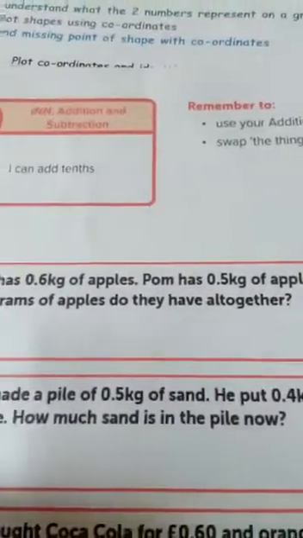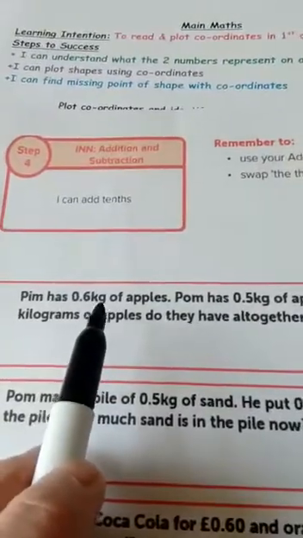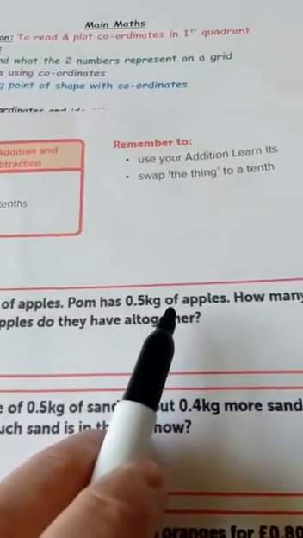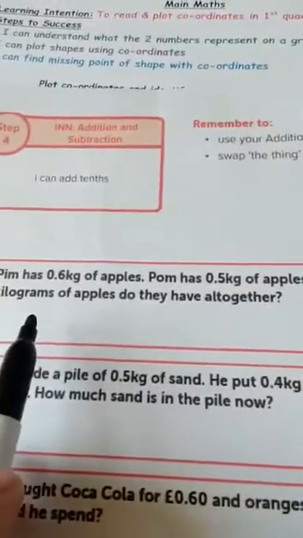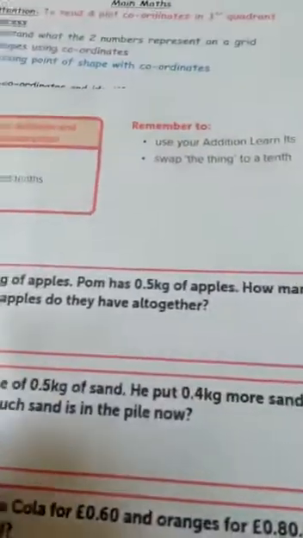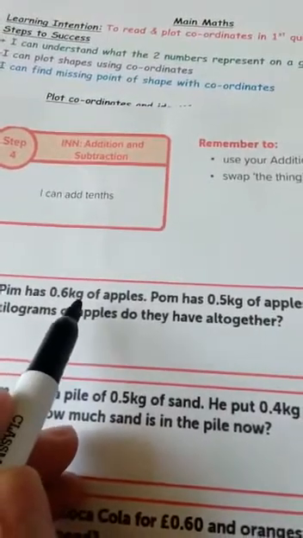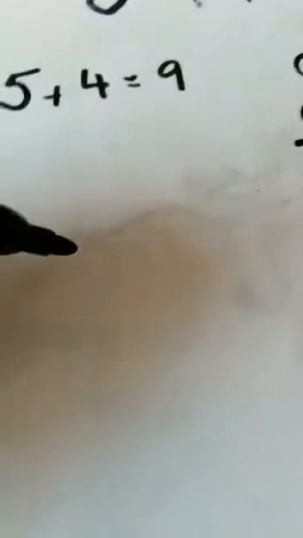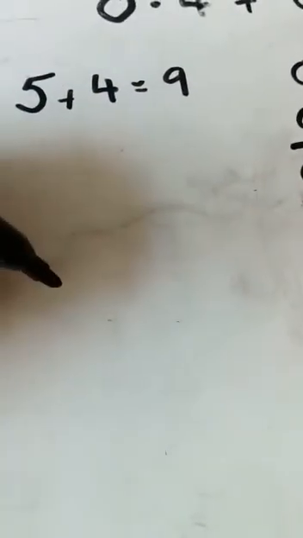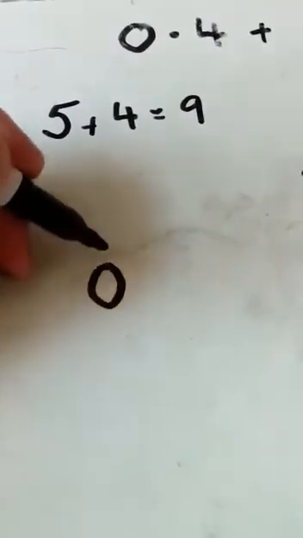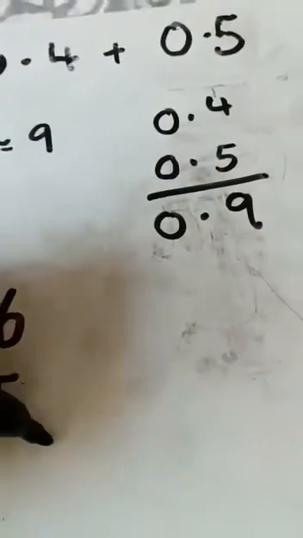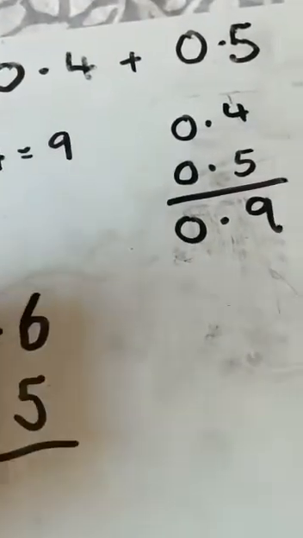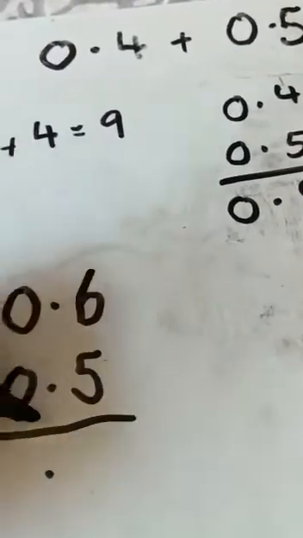So if you look at this problem here, Pim has 0.6 kilograms of apples. Pom has 0.5 kilograms of apples. How many kilograms of apples do they have altogether? If you think about it, the two sums there is 0.6 kilograms and 0.5. If you remember what 6 plus 5 is, that will help you enormously. So 0.6 plus 0.5, add them. Decimal stays in exactly the same place.